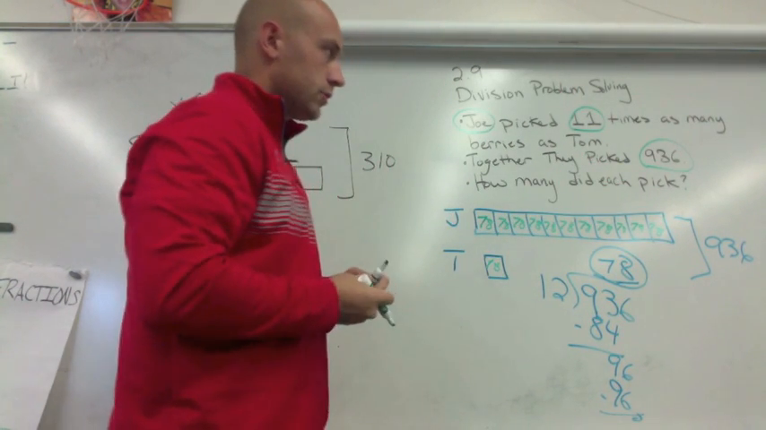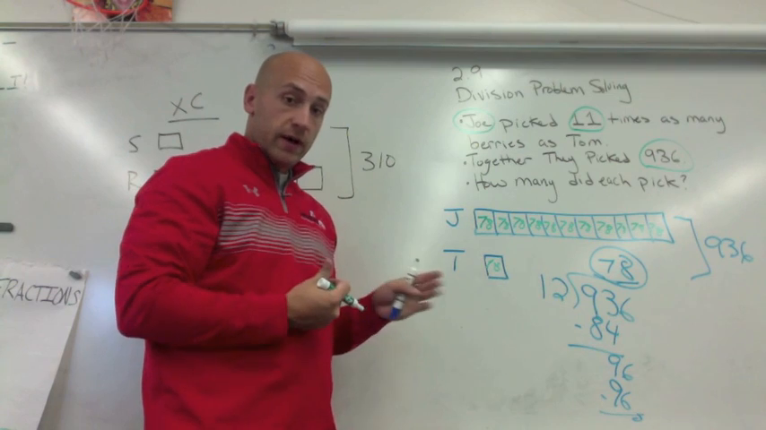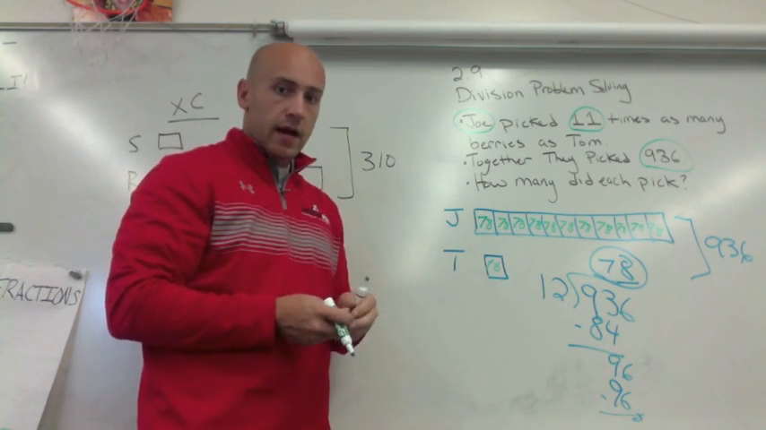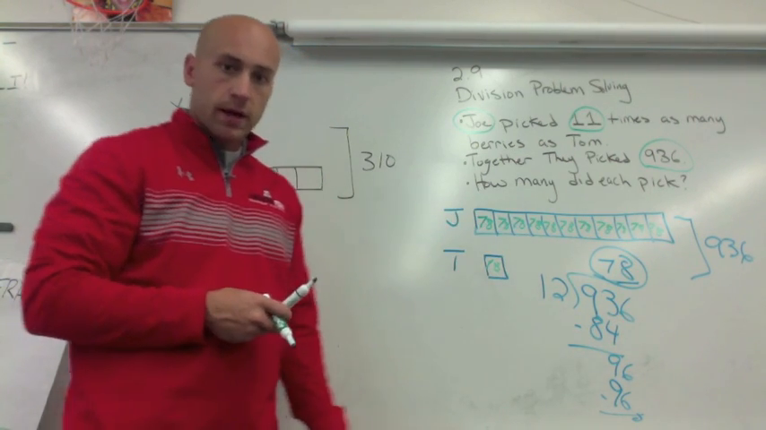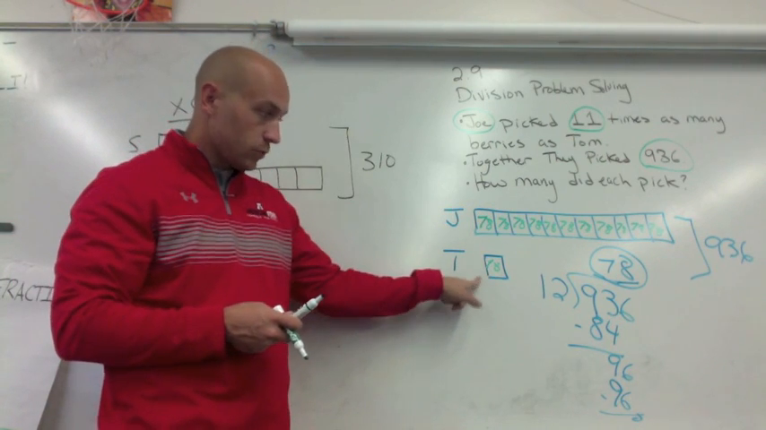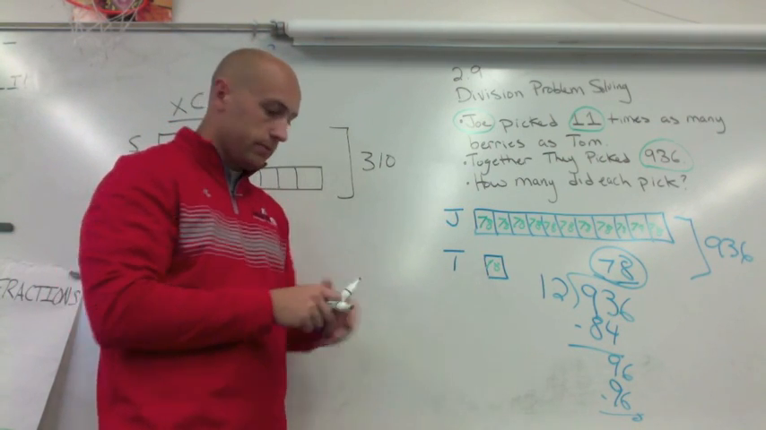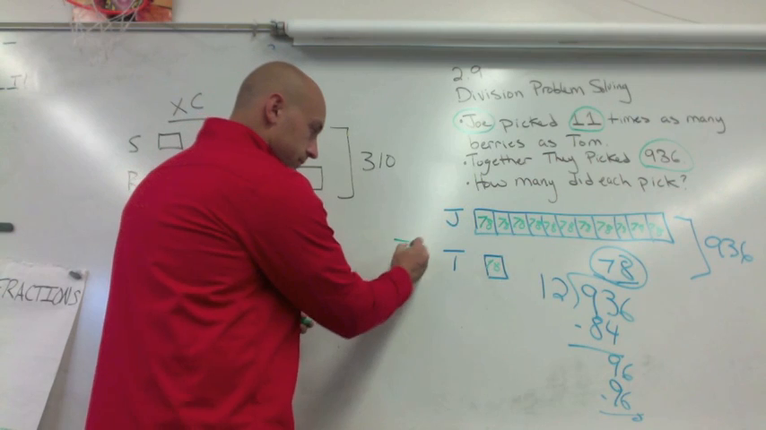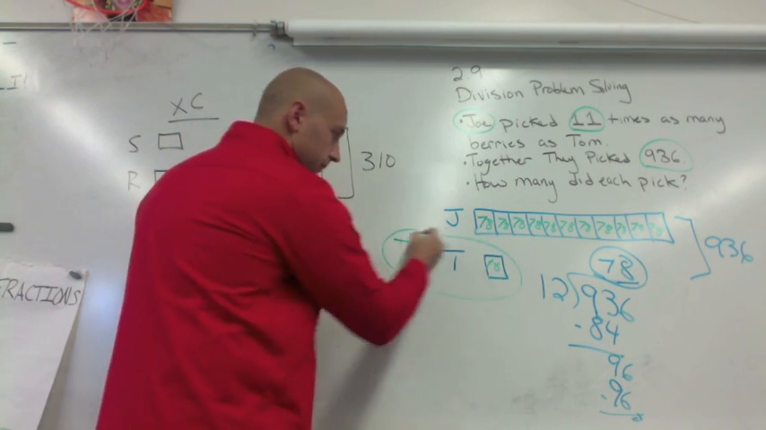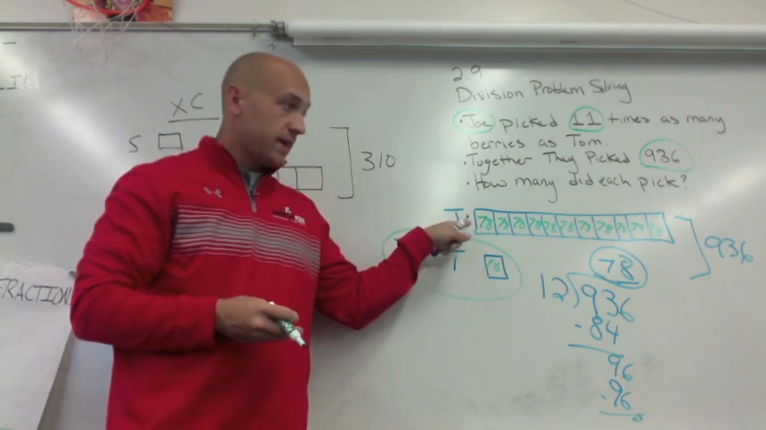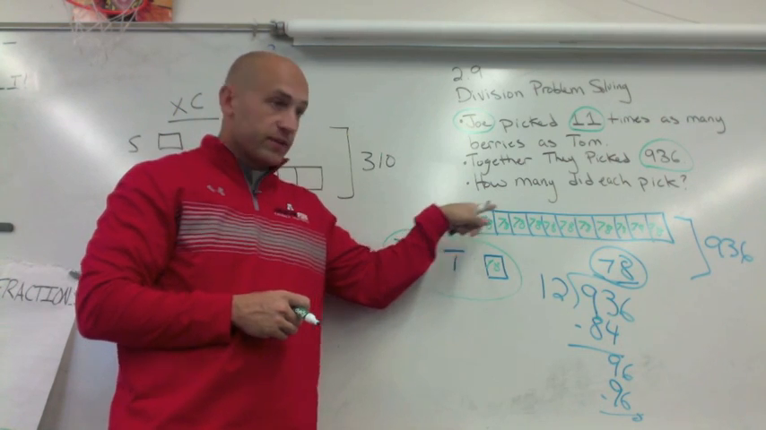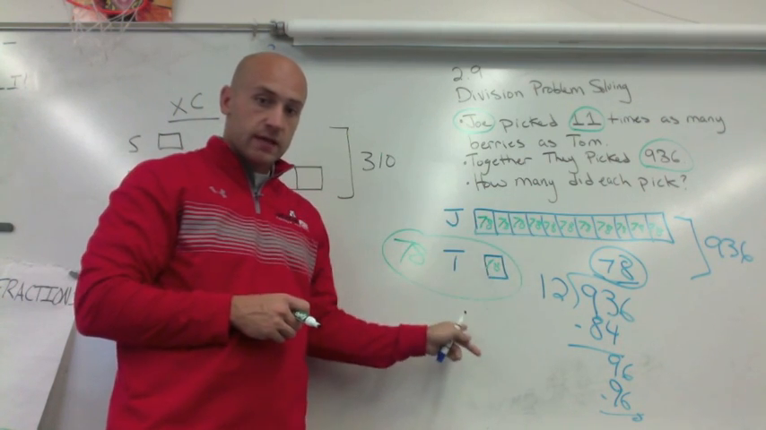Okay, so we have divided. We found out there's a 78 in every box. And now we can find out how many berries each boy picked. So Tom has one box with 78 in it. So Tom, he just picked 78 berries. That's it. Joe, he picked 78 11 times. He picked 11 times as much as Tom.